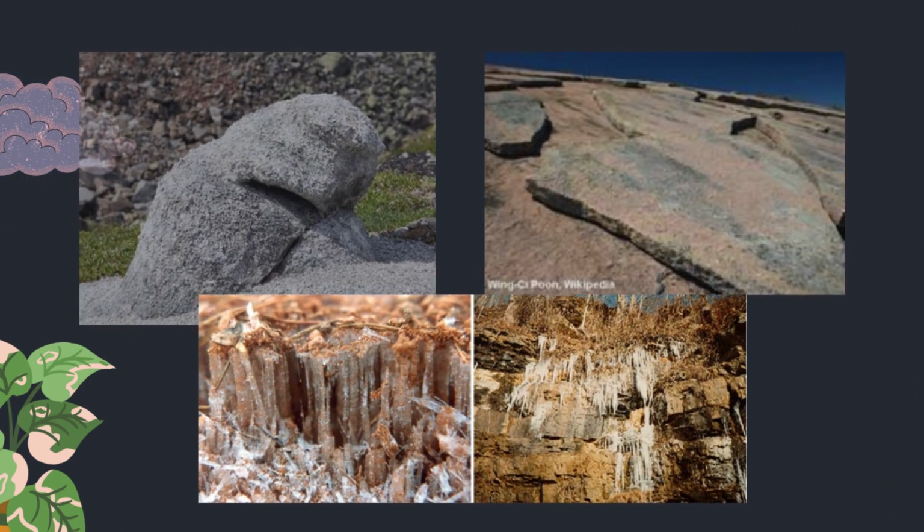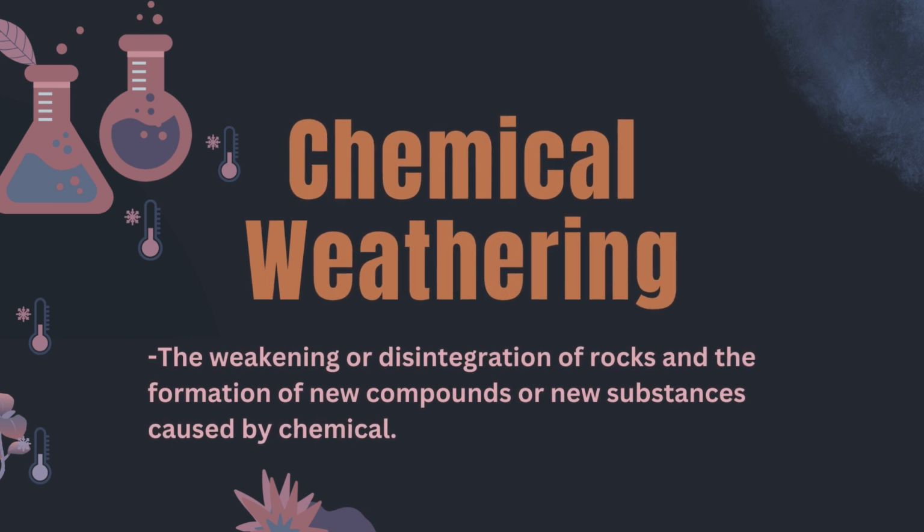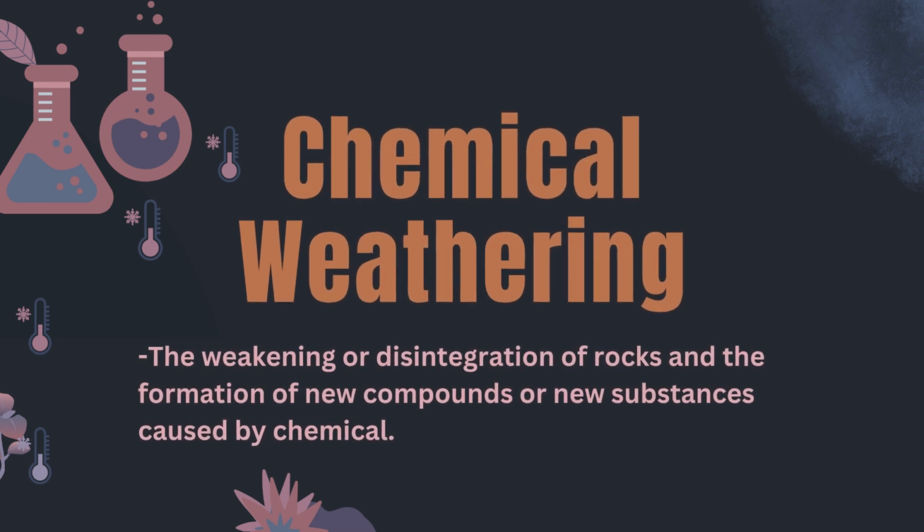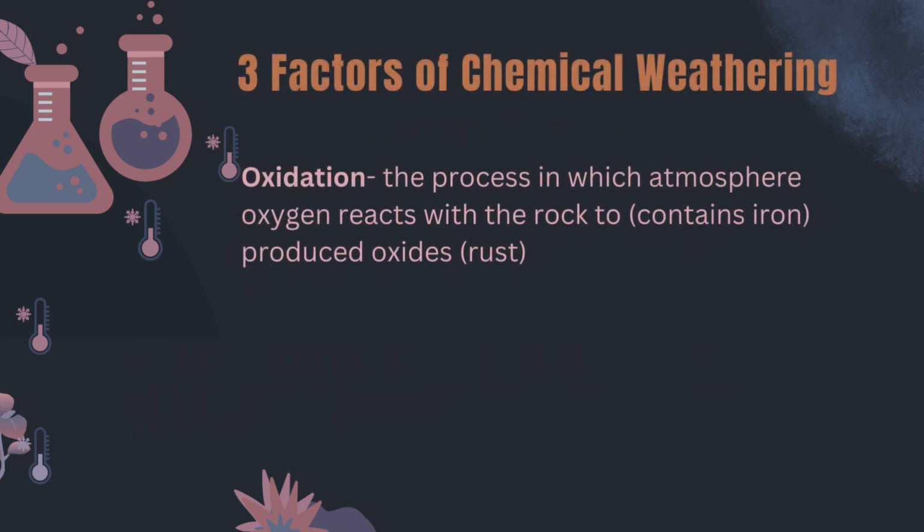Other types of weathering. Chemical weathering. The weakening or disintegration of rocks and the formation of new compounds or new substances caused by chemical reactions. There are three types of chemical weathering.